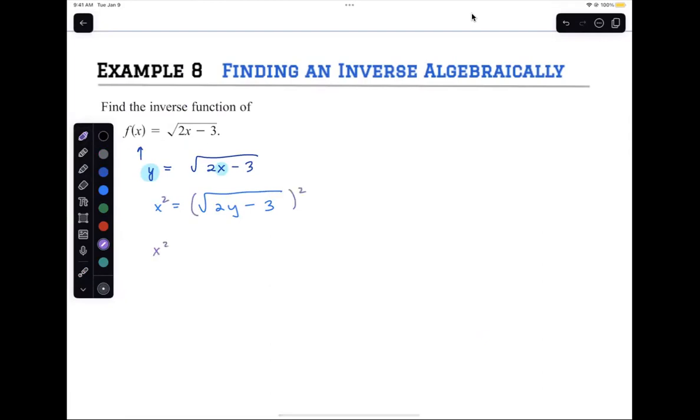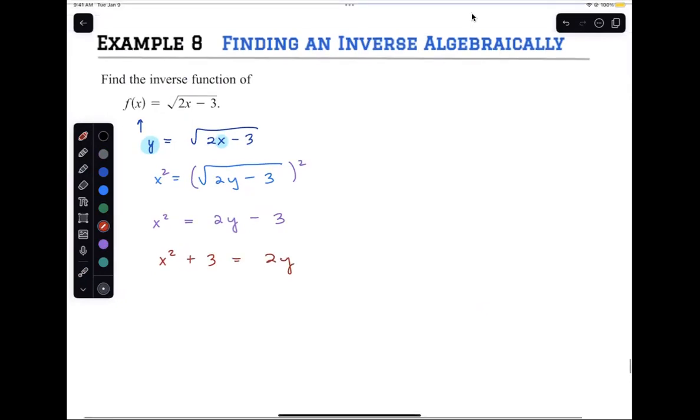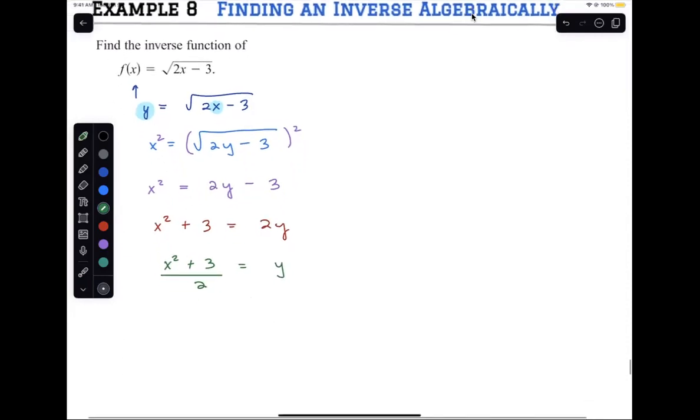So x squared is equal to 2y minus 3. Add 3. So x squared plus 3 is equal to 2y. Divide both sides by 2. x squared plus 3 over 2 is equal to y, which means that f inverse of x is equal to x squared plus 3 all over 2.